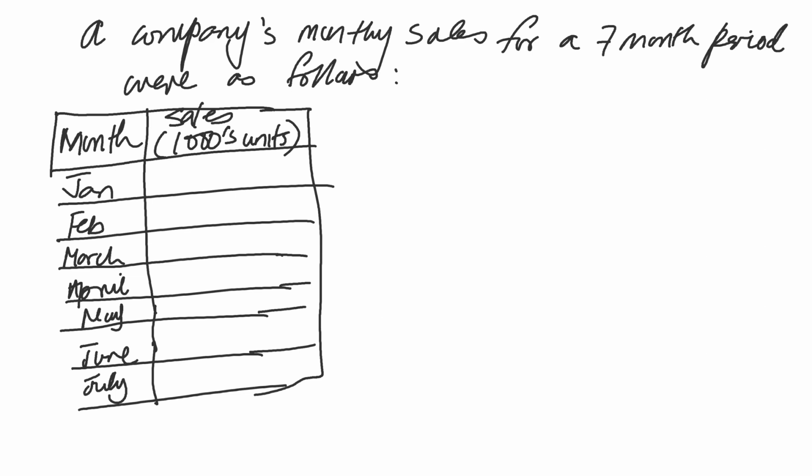So the sales for January is 20, remember it's in thousands, so that means 20,000. Then 19, 16, 21, 18, 23, 19. And I'm going to write the instructions now.